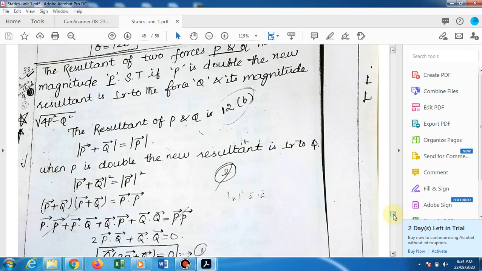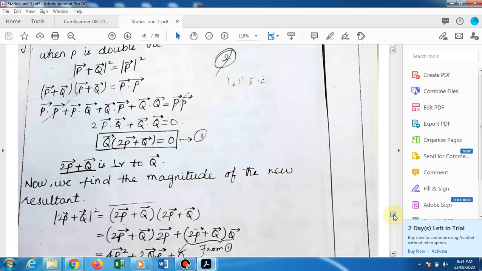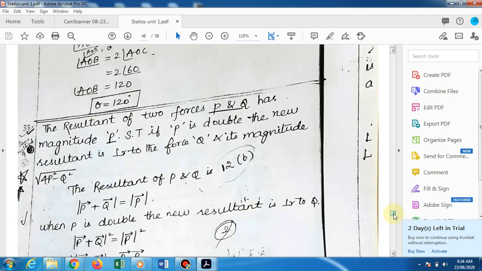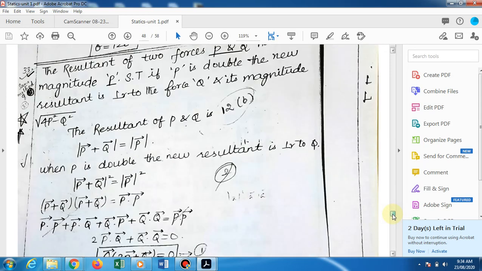The resultant of P and Q has magnitude P. Show that if P is doubled, the new resultant is perpendicular to the force Q and its magnitude is square root of 4P square minus Q square. This one is important. So the resultant of P and Q is modulus of P vector plus Q vector is equal to modulus of P vector, as they have given.